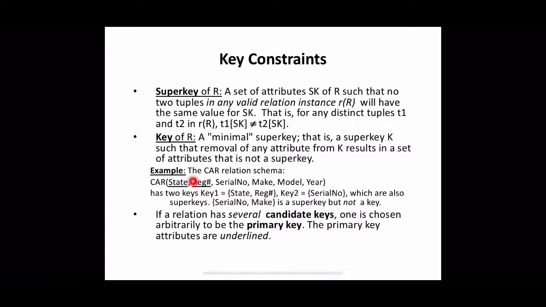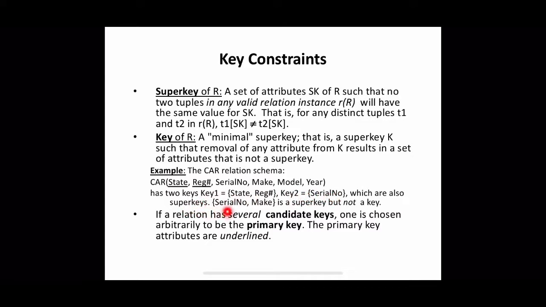An example for keys and super keys, with a relational schema for a car relation. So we have a relation schema CAR with attributes state, registration number, serial number, make, model, year, etc. We can say that two different keys are there. Key 1 is state and registration number together, which will uniquely decide each and every tuple. Like that, serial number also will be unique for every tuple. So these two keys are there, and they are also definitely super keys.